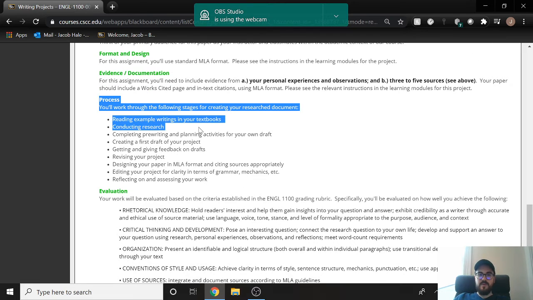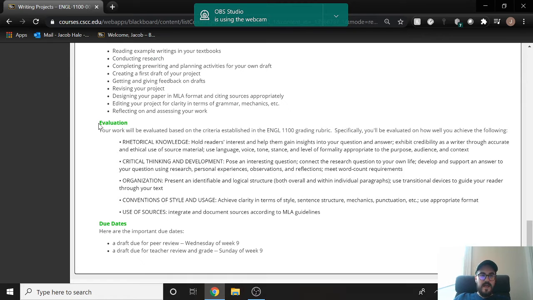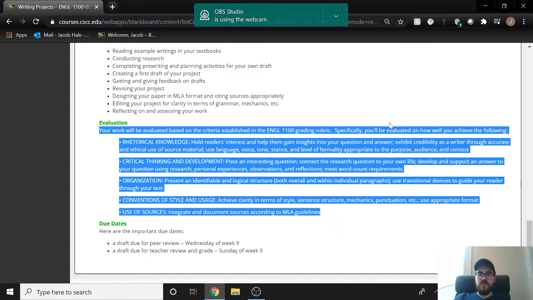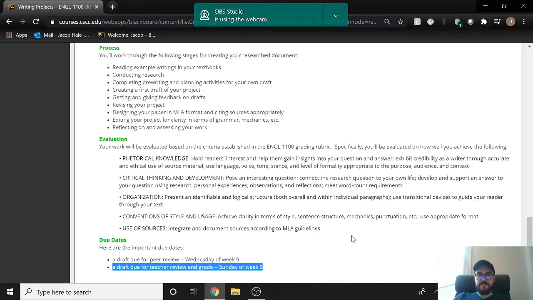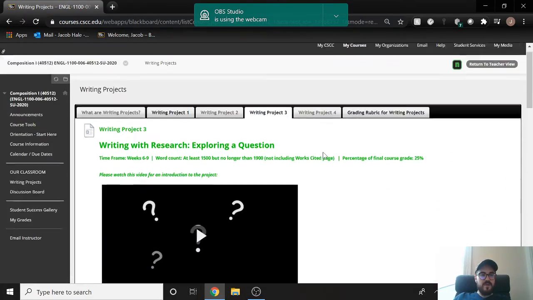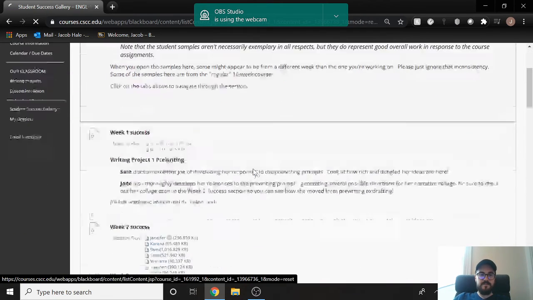This here is a description of the process that we will be going through. It will feel very similar to the process that we have used for the previous two projects. And here is a description of how I am going to be evaluating your project when it is finished. And you'll see here you have a rough draft due for peer review Wednesday of week 9, and then the final draft is due Sunday of week 9. And of course, you should be taking a look at our student success gallery.